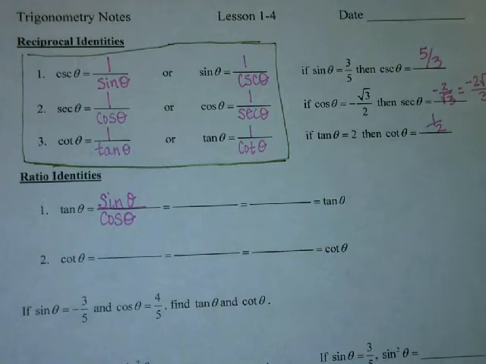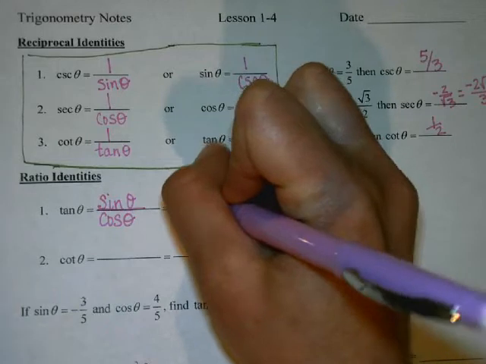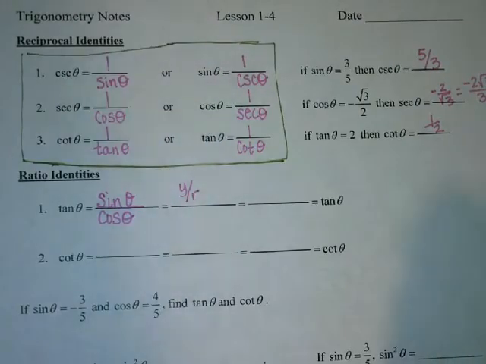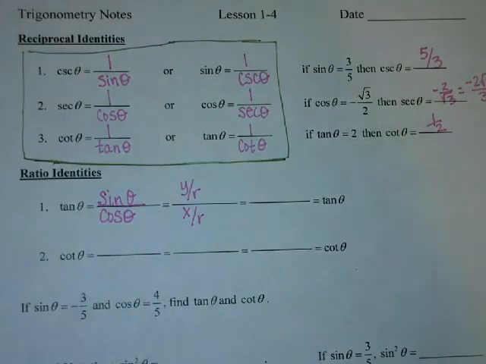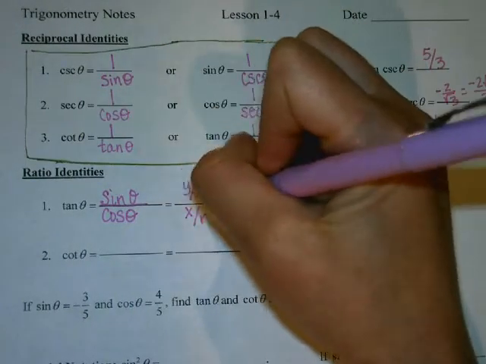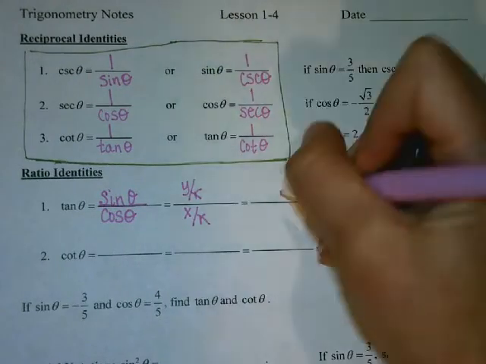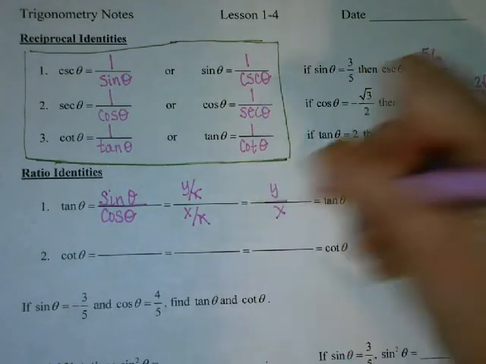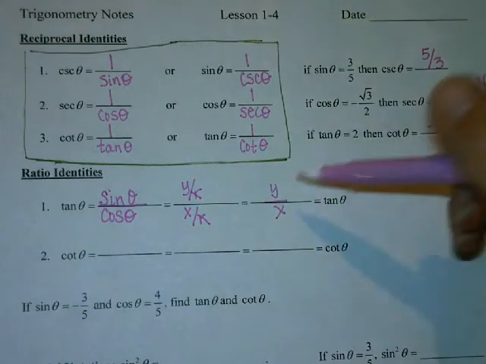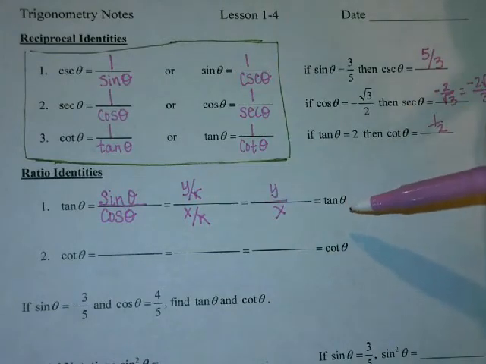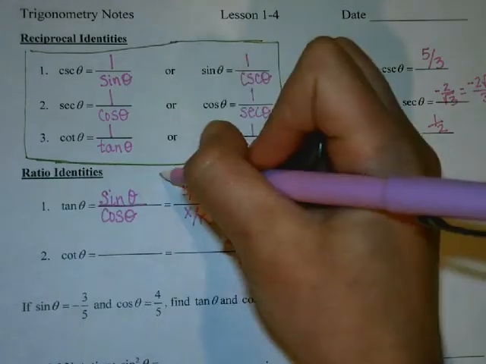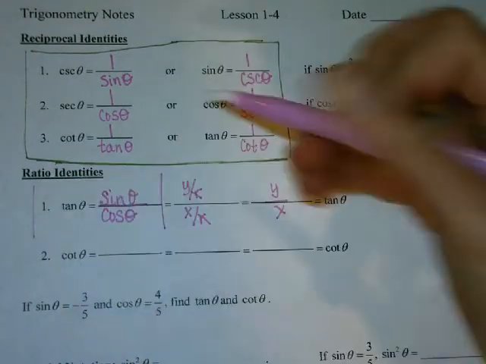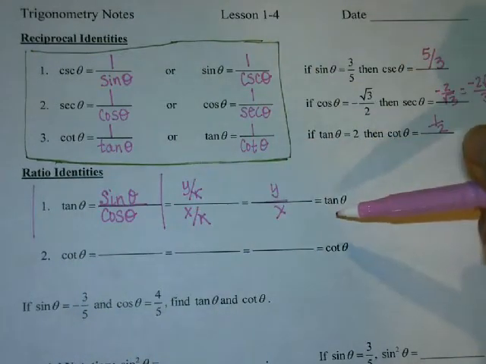What do you remember about sine in terms of x, y's, and r's? Well, sine is y over r, and cosine is x over r. They both have the same denominator, which means that they will cancel. So I'm left with y over x. And what do you know about y over x in terms of our trig functions? It's tangent. So this is the part you need to memorize here. This is the proof that shows why that works.